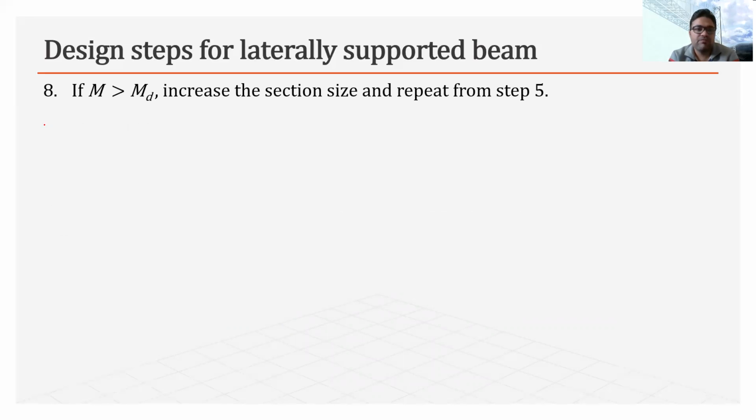Now, if the maximum bending moment that we have calculated in step 2 is more than the design strength that we have calculated, then we have to increase the section size, because in that scenario our beam is not suitable to support the required load. So in that case we have to repeat the design, and this time we have to increase the section size and then repeat from step 5.